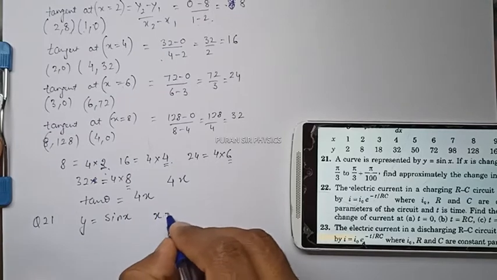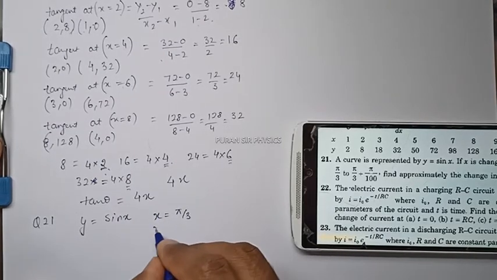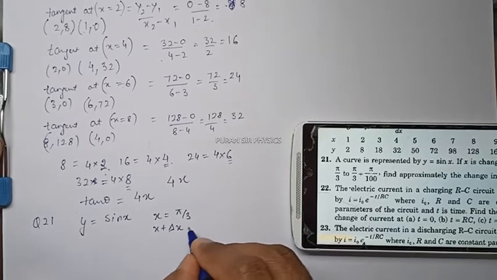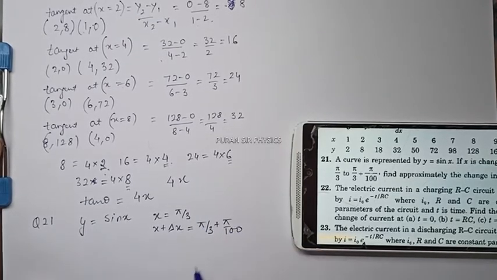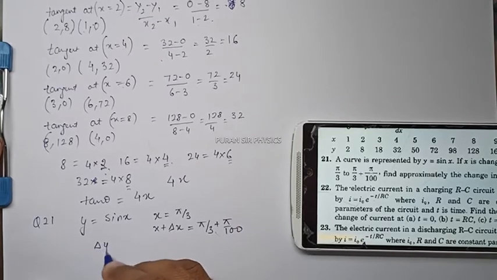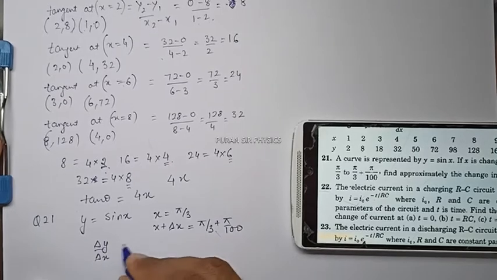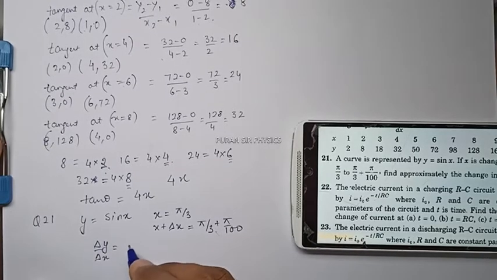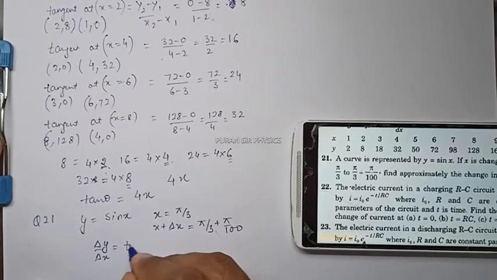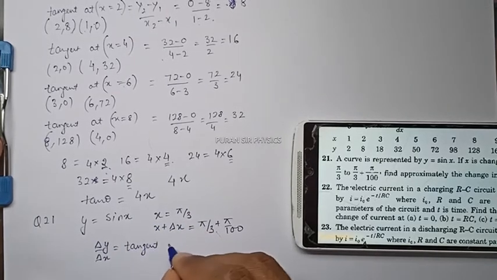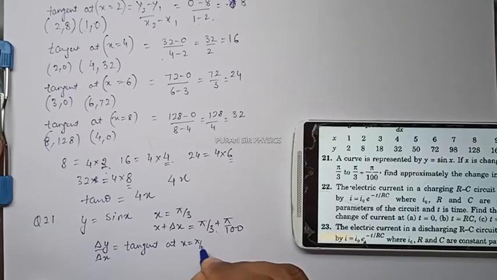So we can say x is equal to pi by 3, and x plus delta x is equal to pi by 3 plus pi by 100. So we can say the delta x is equal to pi by 100, and this delta x is very small. So we can approximate that delta y by delta x is equal to the tangent at the value of x equals pi by 3.